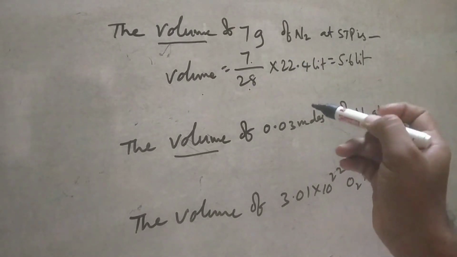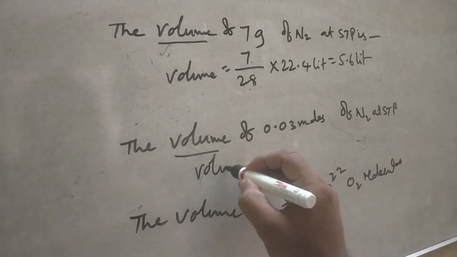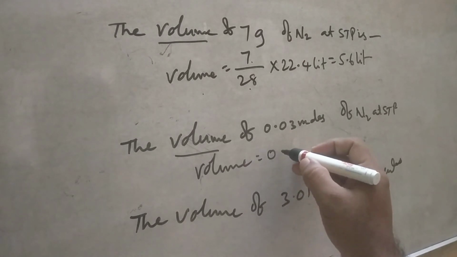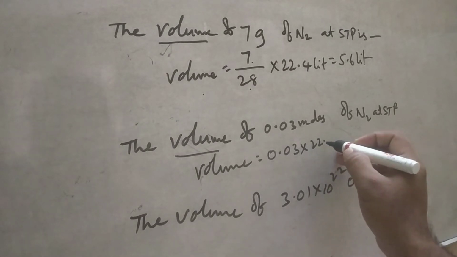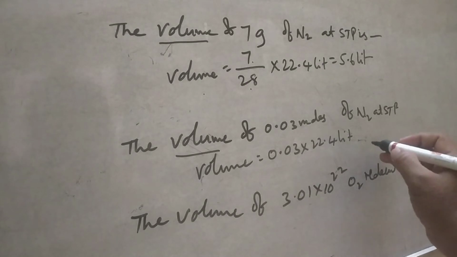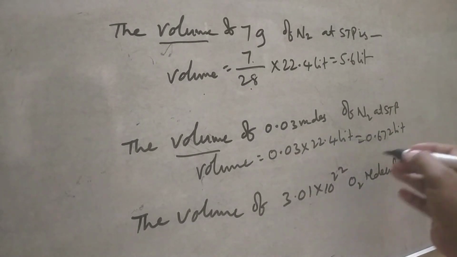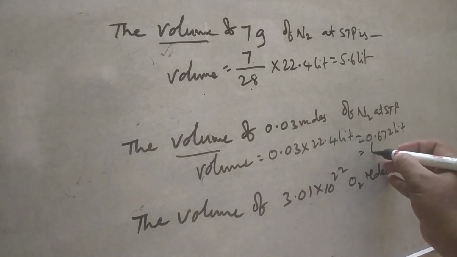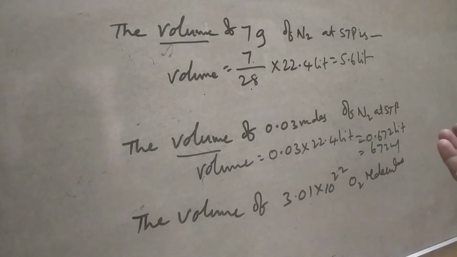Similarly, suppose moles are given. If you want to calculate the volume directly, you know 1 mole is equal to 22.4 liters. So 0.3 into 22.4 liters of volume, by multiplying you will get 0.672 liters. If you want it in ml, you multiply and you will get 672 ml. So like that you will get the respective answer.